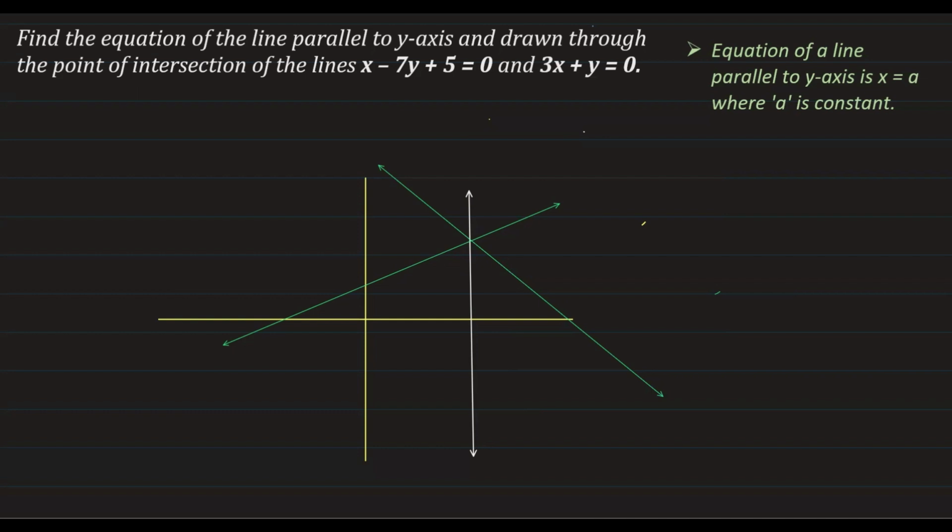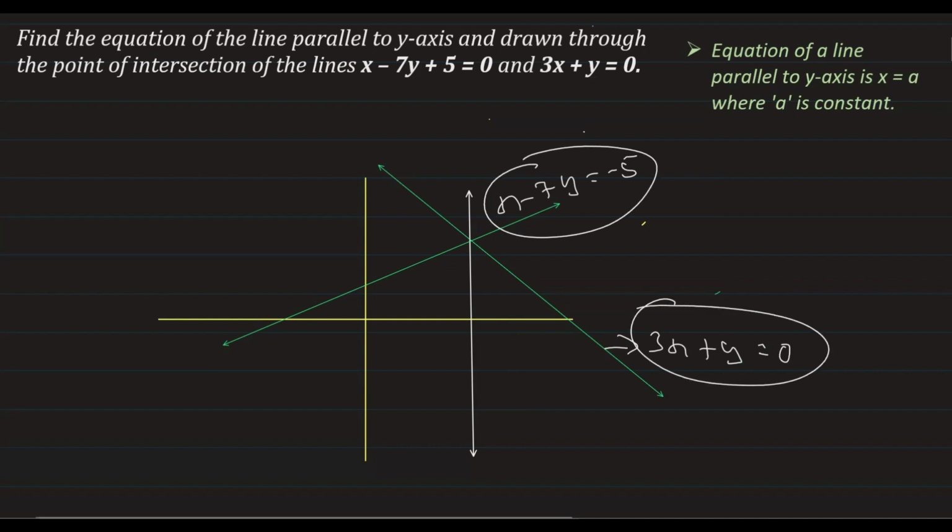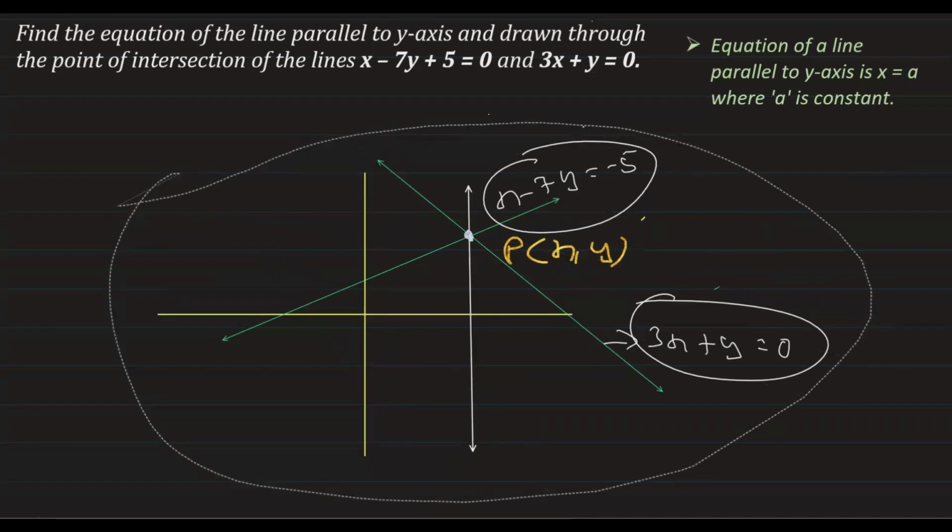If I write down the equation of this line over here, this is x minus 7y is equal to minus 5. And the equation of this line is 3x plus y is equal to 0. What we can do here is solve these two equations to obtain the point of intersection of these lines. Say if I take this point as P, for example. Once we get its x coordinate, we can use this formula to find the equation of this line. So let's begin with solving these two equations.